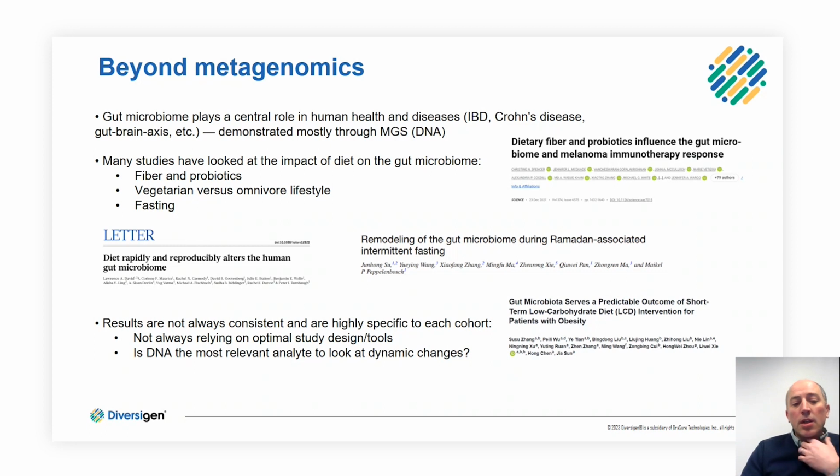And what's interesting, and it applies to most microbiome research, is that results are not always consistent, and they can vary depending on the cohort, the paper. And I think part of that is due to not everybody using the same study design or tools, and sometimes they're not perfect. So that can lead to a lot of confounding factors. But also, one of the questions that I think is interesting to ask is: is DNA the most relevant analyte to look at when you're interested in dynamic changes and the response of your gut community to a change in diet?